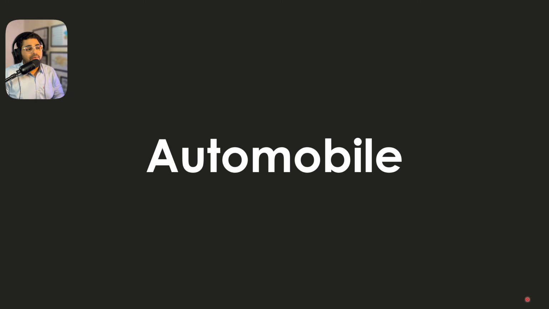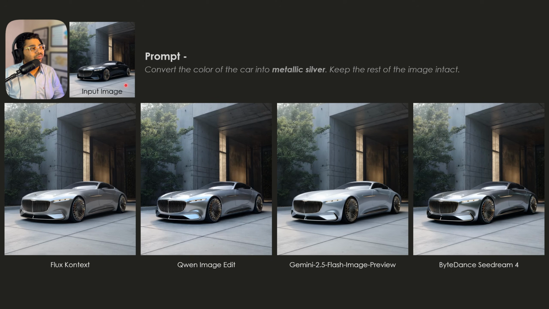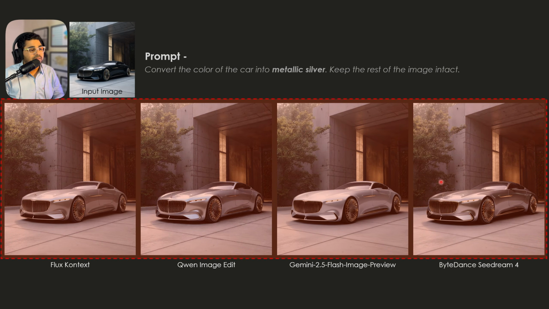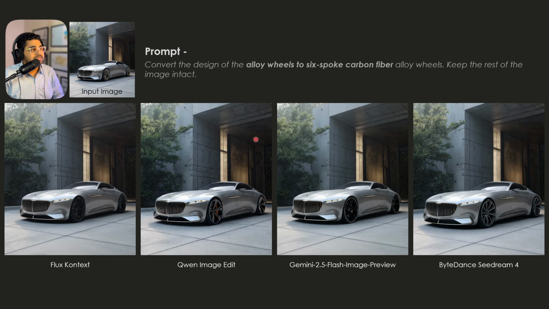Then changing the field a little bit from architecture to automobile. Now in this case, I made this image, I don't know from where, maybe using Flux inside of ComfyUI, and I'm saying convert the color of the car into metallic silver, and I think all of them did a good job. I really like the output from Seedream, but I think I'm going to give it to all of them. Really good job.